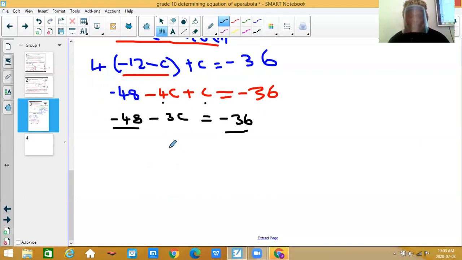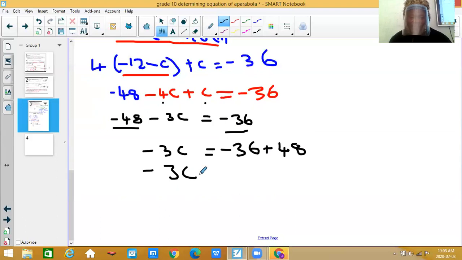What do you need to do? Do you transpose this one to the other side or C to the other side? Right, so here we remain with negative 3C. Now this negative 48, when we pass it on to the other side, what will happen? It will be plus 48. Now we are saying negative 3C equals negative 36 plus 48, which is just the same as 48 minus 36. What's the answer? 12. Are you following?